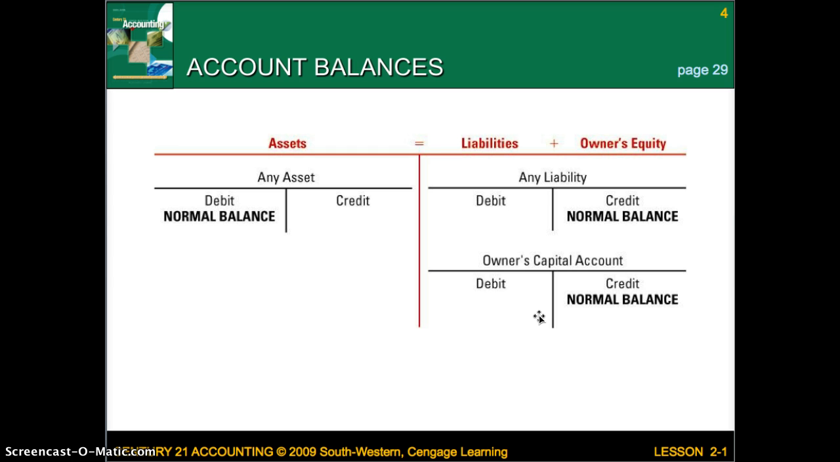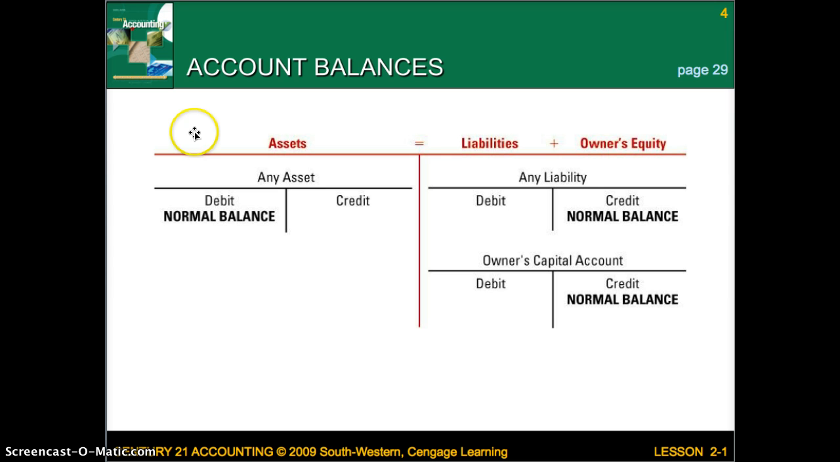Okay, underneath your accounting equation T account, you have any asset, would be under assets, any liability, and your owner's capital account. The normal balance side of an account is the side that is increased. Okay, so normal balance, and I will talk about that more later, but the normal balance of any asset account, no matter what the asset is, is the debit side. Okay, the normal balance of any liability account, it doesn't matter what it is, is the credit side. And remember, an asset is anything that you own, and a liability is anything that you owe. Okay, so the normal balance is the credit side on a liability and the debit side on an asset.